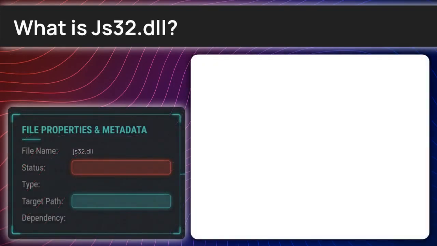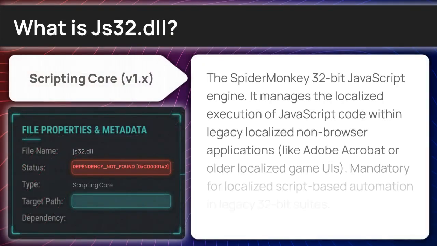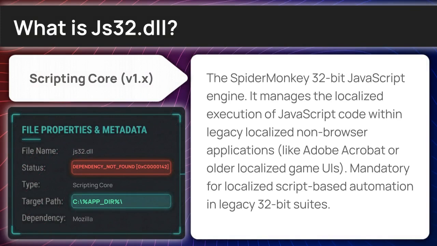This is the js32 library, the SpiderMonkey 32-bit JavaScript engine. It manages the localized execution of JavaScript code within legacy localized non-browser applications, like Adobe Acrobat or older localized game UIs. Mandatory for localized script-based automation in legacy 32-bit suites. Now let's get this fixed up.